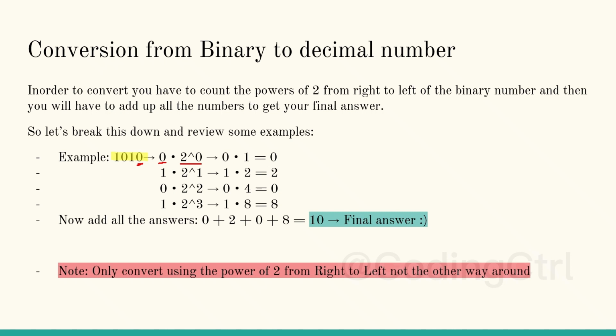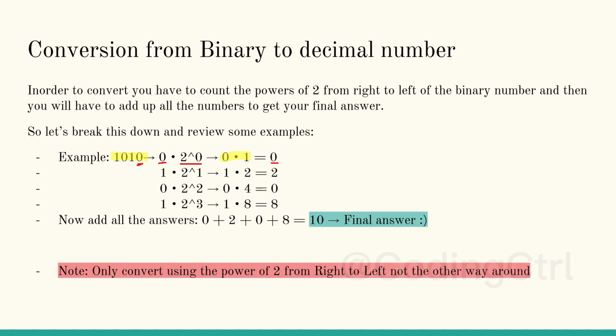And then the next positions would be 1, 2, then 3. We'll get to that later. But for now, you have 0 times 2 to the power of 0. So 2 to the power of 0 equals 1. So that's why you'll have 0 times 1. Then you would just multiply these two numbers, and you'll end up getting 0.